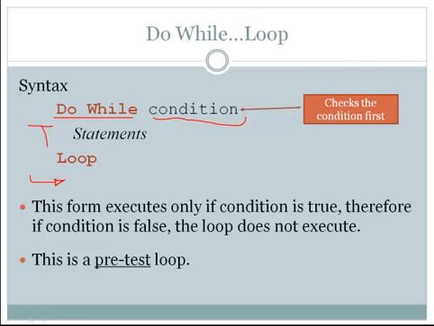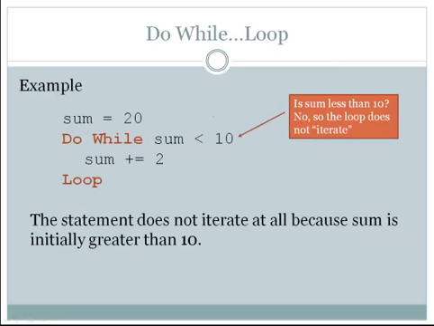So the do-while loop is a pretest loop. Pretest meaning it's going to check this condition first. If this condition is false, the loop does not execute. In an example, if sum is equal to 20, do while sum is less than 10. Sum is not less than 10, therefore the code inside the loop is not going to be executed. It's simply going to drop down to the next statements.